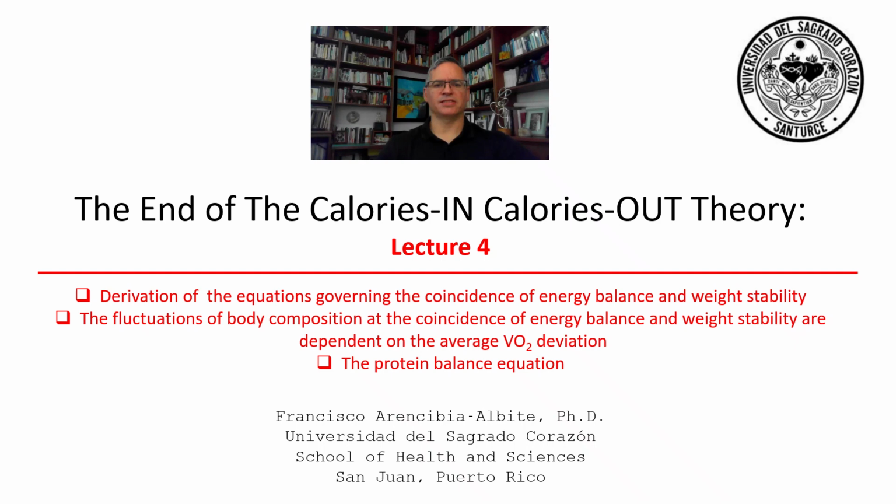The present lecture has three specific aims. First, to derive the equations governing the coincidence of energy balance and weight stability. Second, to demonstrate that the fluctuations of body composition at the coincidence of energy balance and weight stability are dependent on the average VO2 deviation. And finally, to formulate the protein balance equation. As we will see in the final lecture, these ideas set the stage to explore the consistency of the calories in, calories out theory.